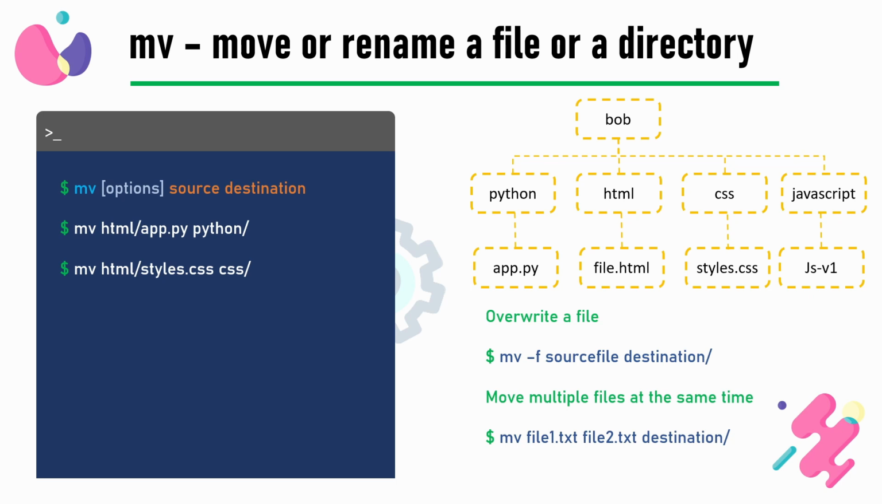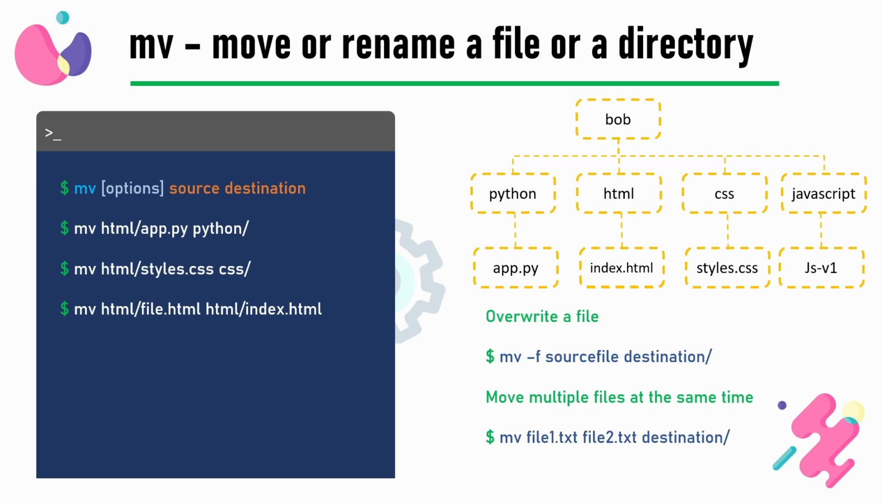We can use the mv command to rename files as well. For example, here we can rename the HTML file by running the mv command followed by the old file name, which is file.html, followed by the new file name, for example, index.html.